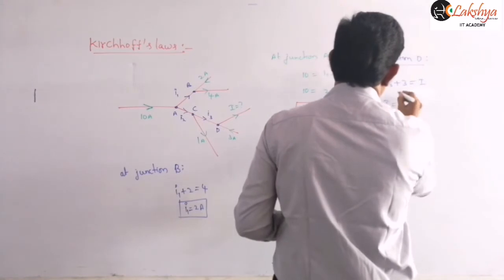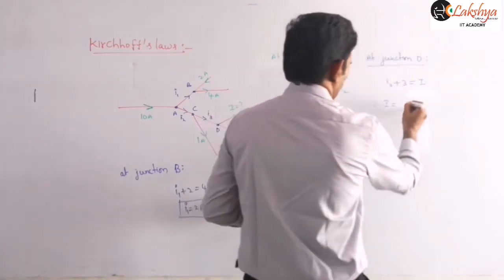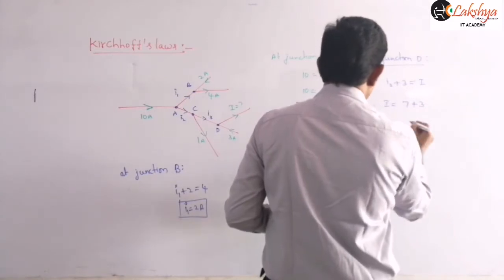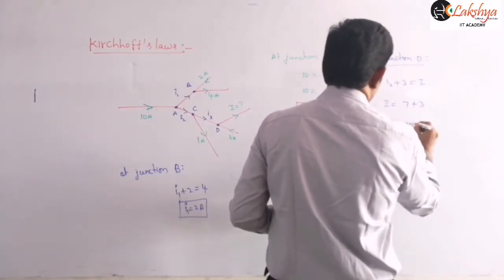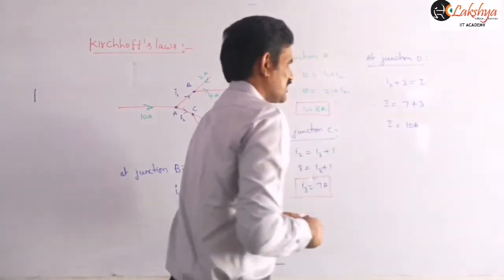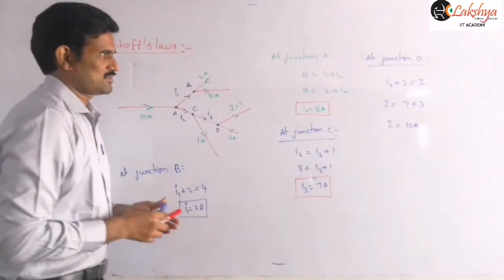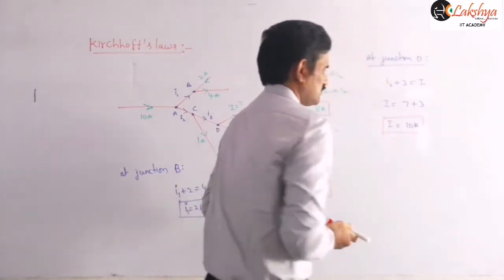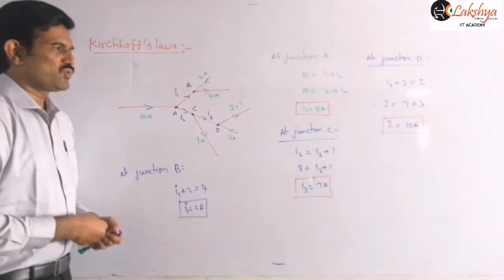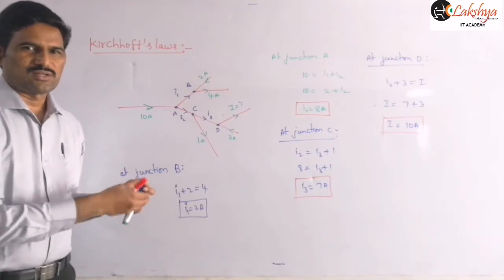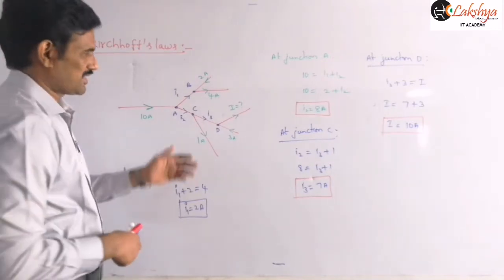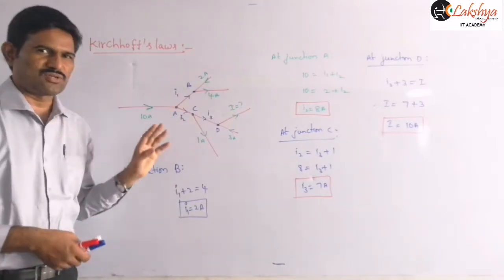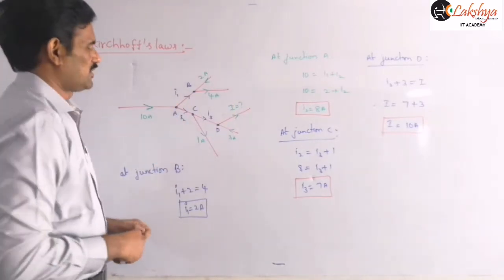Therefore, this capital I is equal to the I3 value, 7 plus 3, so that is 10 amperes. This 10 amperes is our required current. So there is no need of writing all these steps; you can do the simple calculations directly on the circuit diagram itself, right?